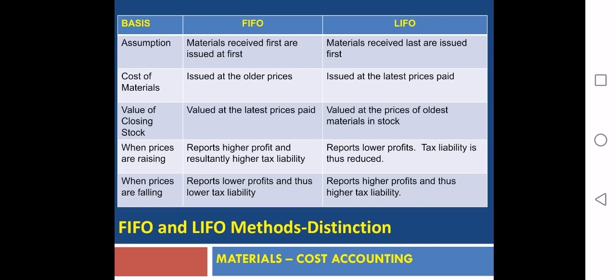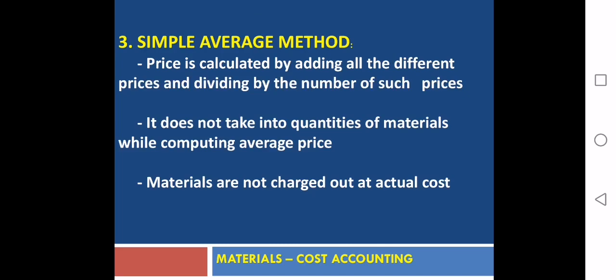Now on the other side, sometimes we may see a fall in the price. If that happens, FIFO reports lower profits, thus lower tax liability. LIFO reports higher profits, thus higher tax liability. These are the important differences between the two methods.